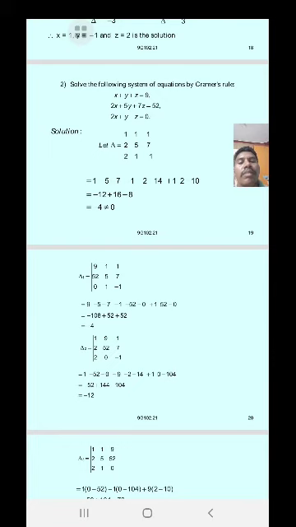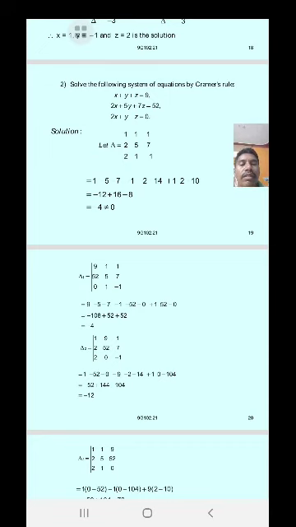So 9 of (minus 5 minus 7), minus 1 of (minus 52 minus 0), plus 1 of its minor, where we have to open the bracket and close the bracket. After simplification, we get minus 108 plus 52 plus 52, that equals minus 4.